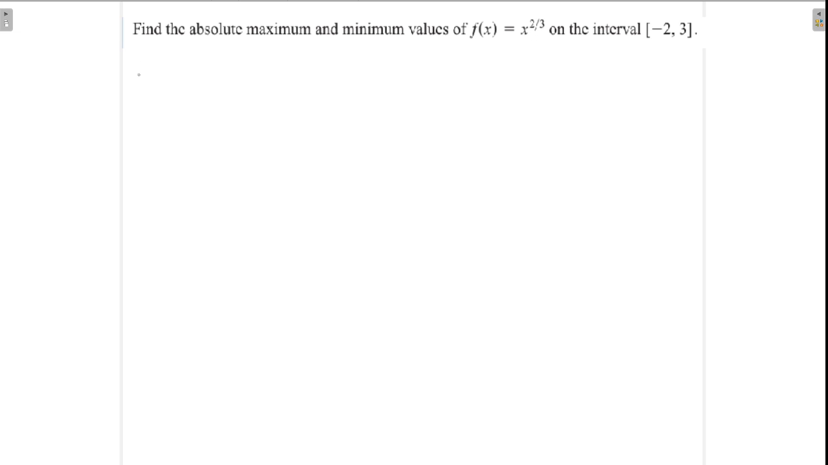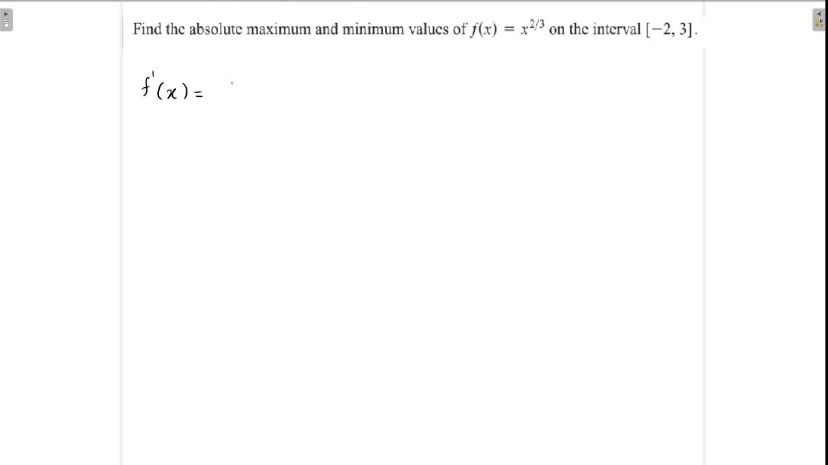The first step is to evaluate all the critical points and endpoints. Obviously the endpoints are minus 2 and 3. Now we have to evaluate the critical points. The critical points are the points at which f dash is 0 or f dash is not defined. So first we have to evaluate f dash of x.